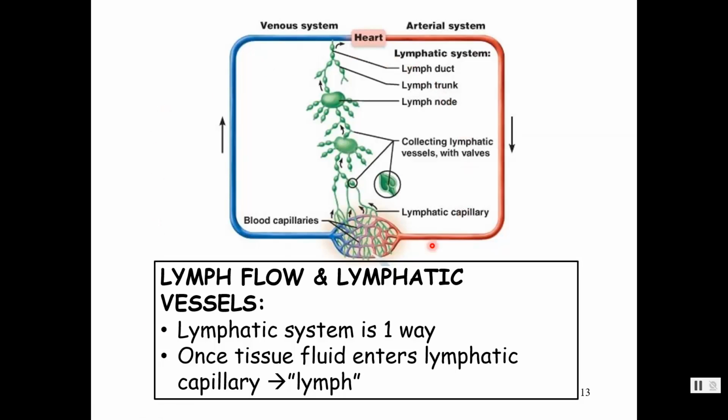So we saw a version of this picture when we did the cardiovascular system. We talked about vessels. And so we are going to begin here in the lymphatic capillaries, and we are going to follow the pathway that lymph takes till it gets returned to that venous system. So it is a one-way system. And once that tissue fluid enters those vessels, that's when we call it lymph.